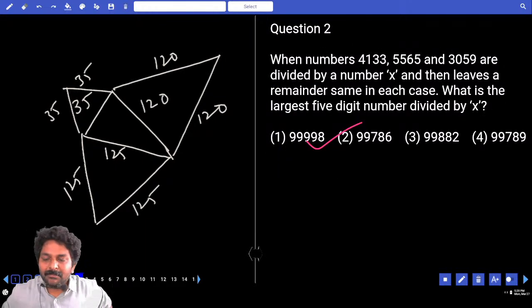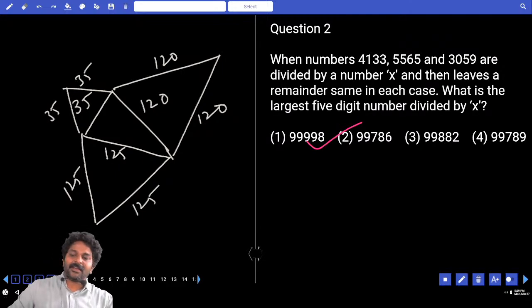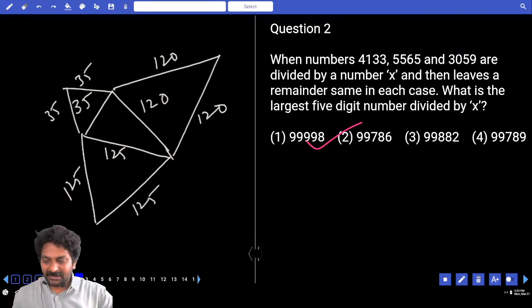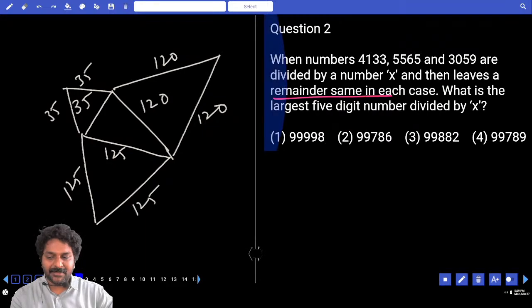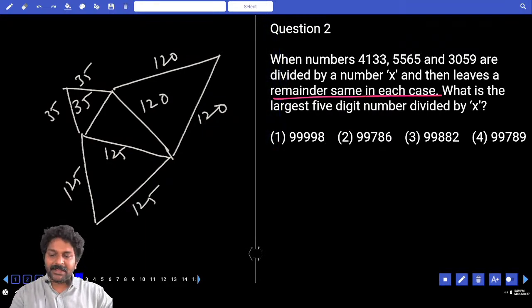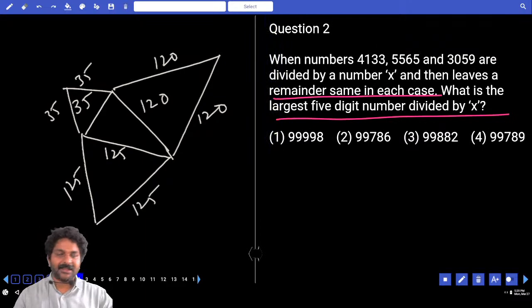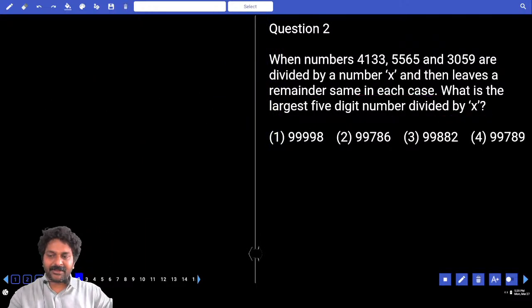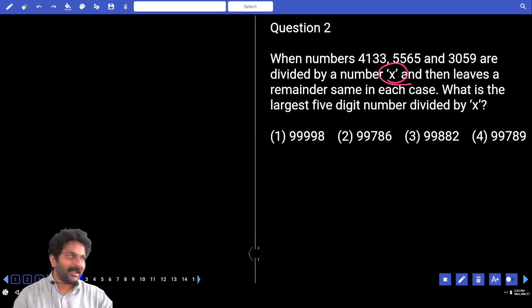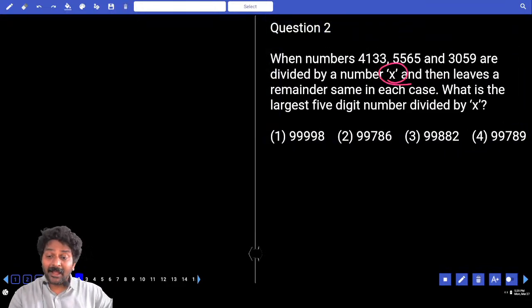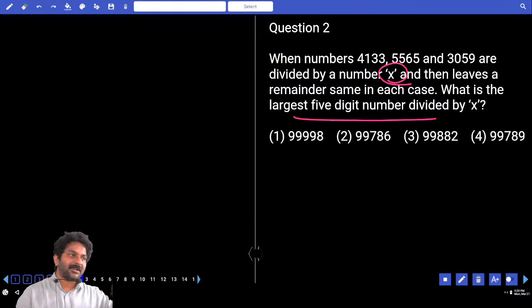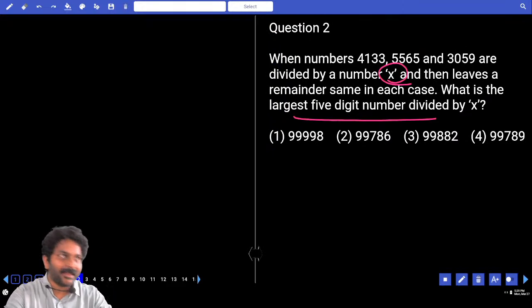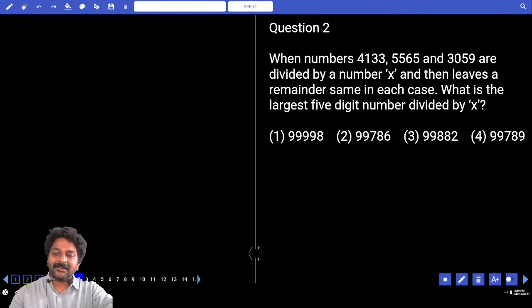Next, when numbers 41, 33, 55, 65, 30, 59 are divided by a number x and then leaves a remainder same in each case. What is the largest 5-digit number divided by x? So there are 2 different parts here. First you need to identify x value. Then identifying largest 5-digit number which is a multiple of x. Agreed? Now what is x here?